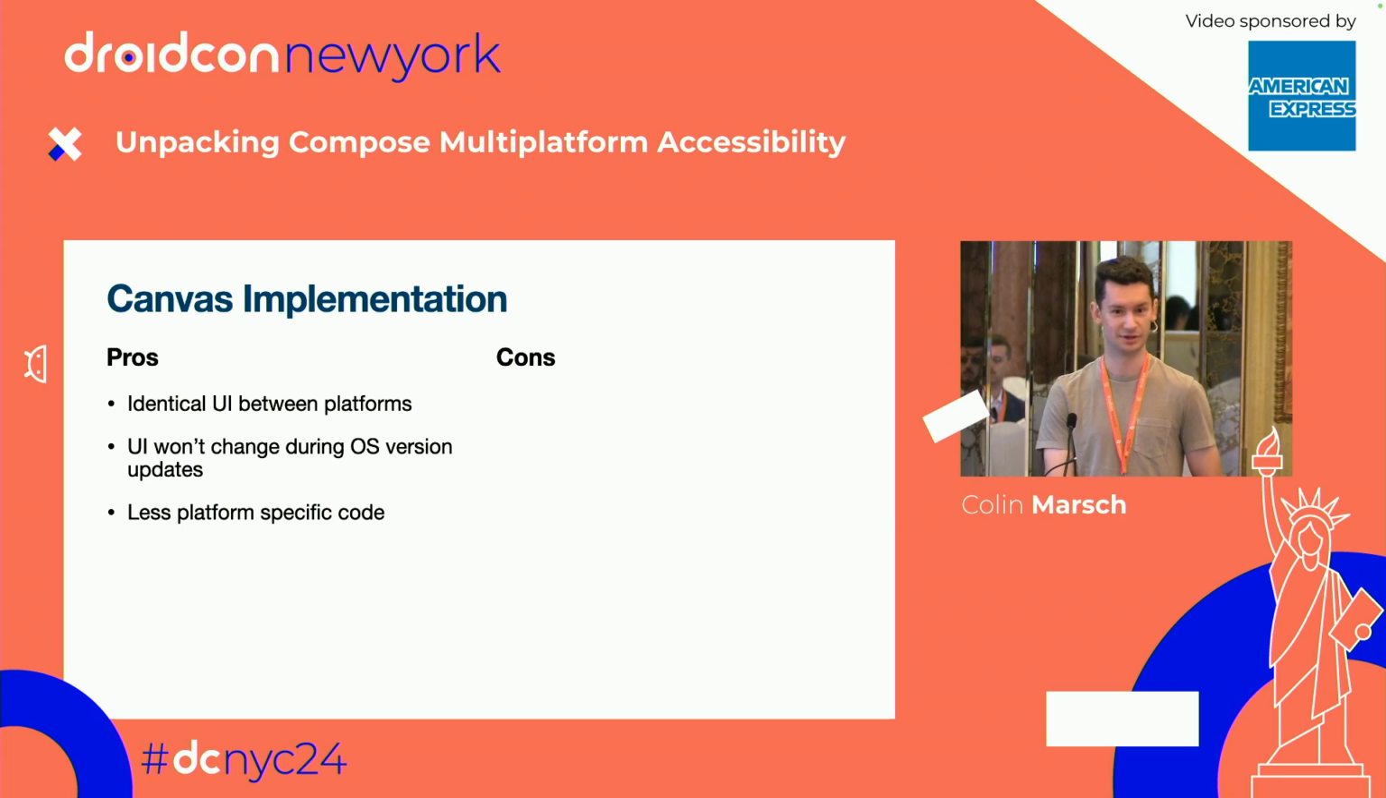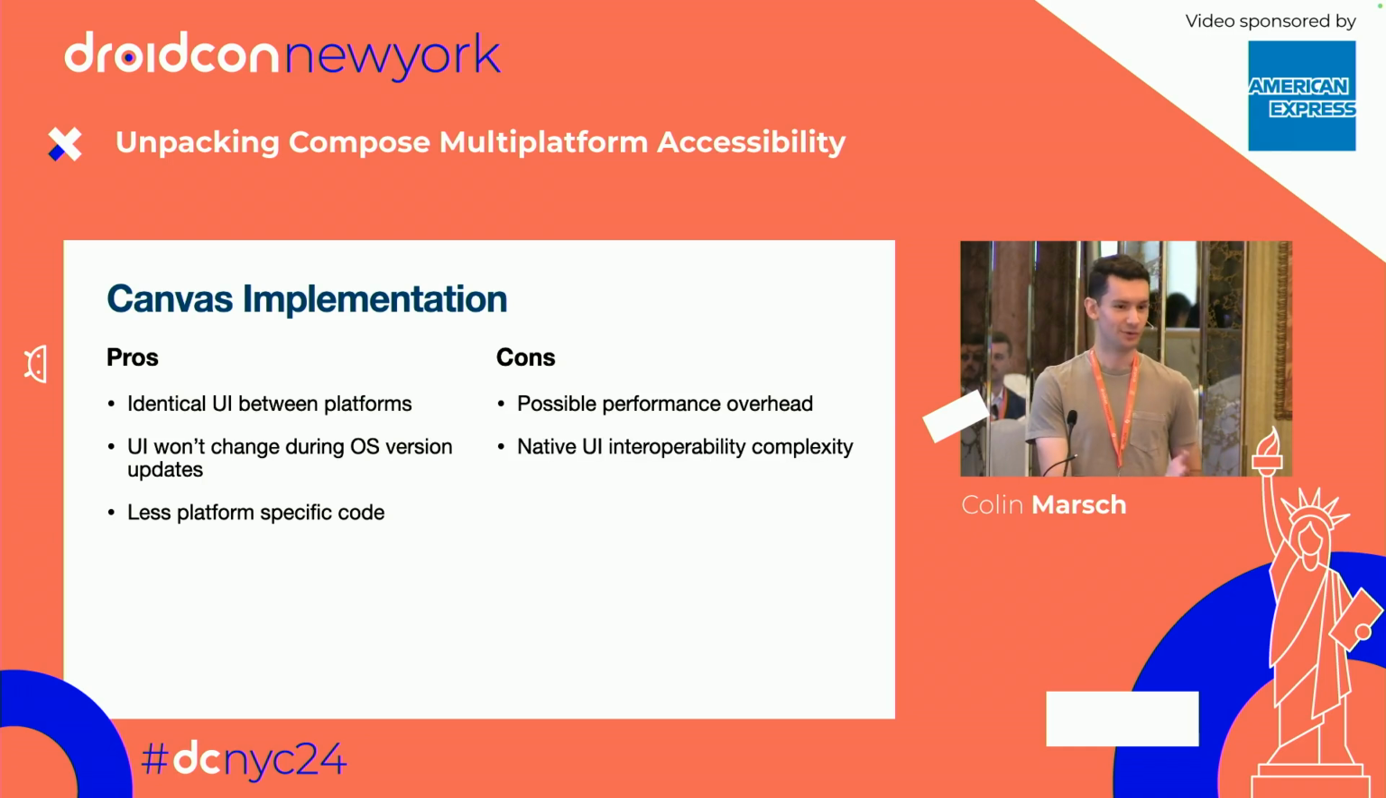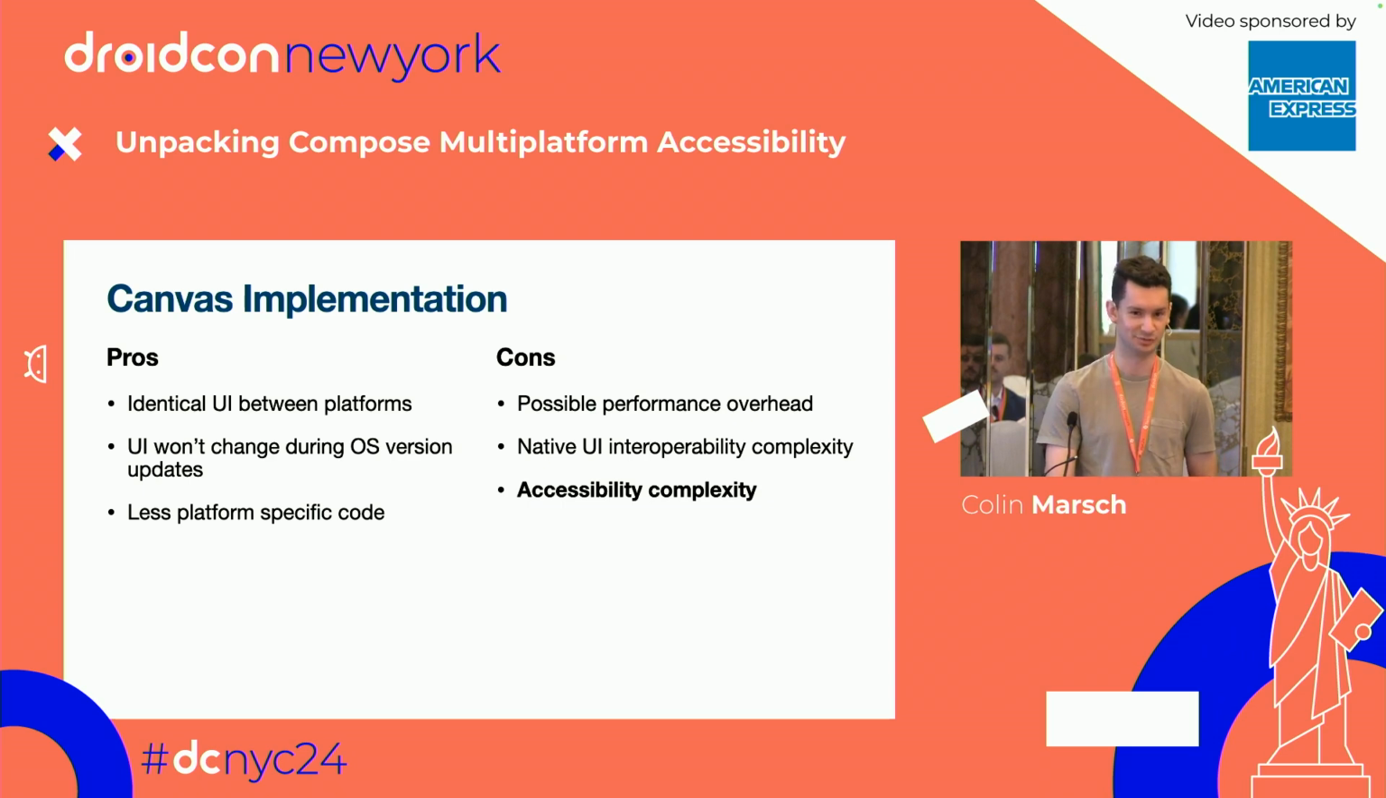But there are some cons on the other hand. Potentially, there's some performance overhead depending on how expensive the state changes are in your UI. There's also a bit more interoperability complexity with native iOS UI if you want to have Compose Multiplatform in part of your app or part of a screen. It definitely can still be done and is something I'll talk about briefly in the next little bit here, but it adds a bit of complexity to this piece if you compare it to just having fully native iOS UI in your app. And specifically for this talk, this adds a bit of accessibility complexity.